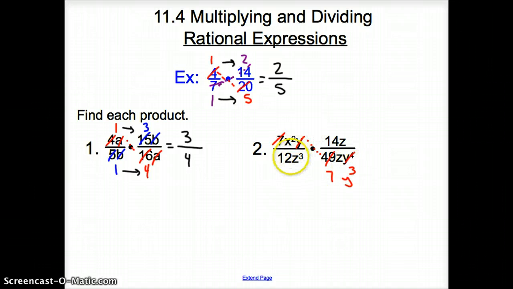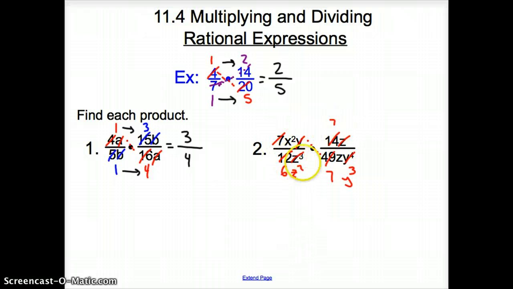Now the other kitty corner. Here is 12 and 14. What can I take out of both? I can take out a 2 of both, so I'm going to have 7, and I'm going to have a 6 here, and keep going. We can take a z out, and if we take a z out of there, we're left with a z squared. Now you do not have to do this step.